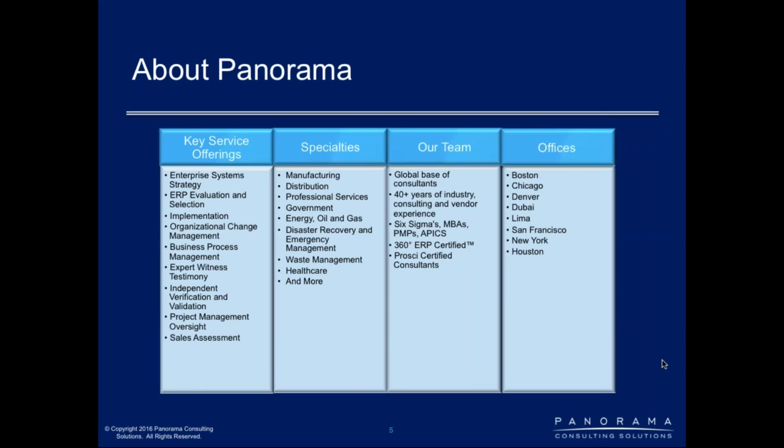So a bit about Panorama before we get into the meat and the nuts and bolts of today's conversation. Just a bit about Panorama Consulting. We are the world's leading independent ERP consulting firm. So we provide a number of services to our clients.